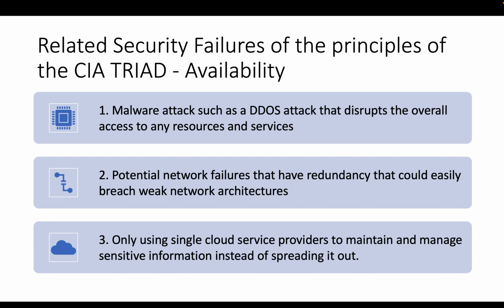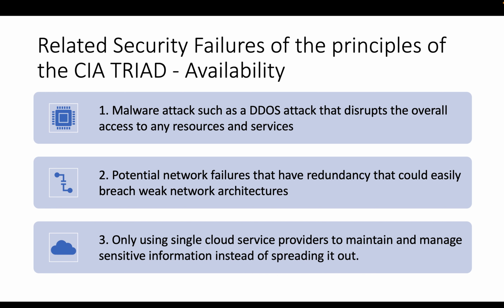Lastly, we have availability. So as you know, you want to make sure that your information is accessible to you at any time, as well as it being safe. However, one of the biggest security failures we can see is that different types of malware attacks can actually disrupt the overall access to some of these resources and services. So, an example was a DDoS attack, which is known as a distributed denial of service attack. What that would do is it would be able to actually flood a network itself. And depending on whatever service you're trying to use, that network not only will be flooded, but you won't be able to actually use that service.